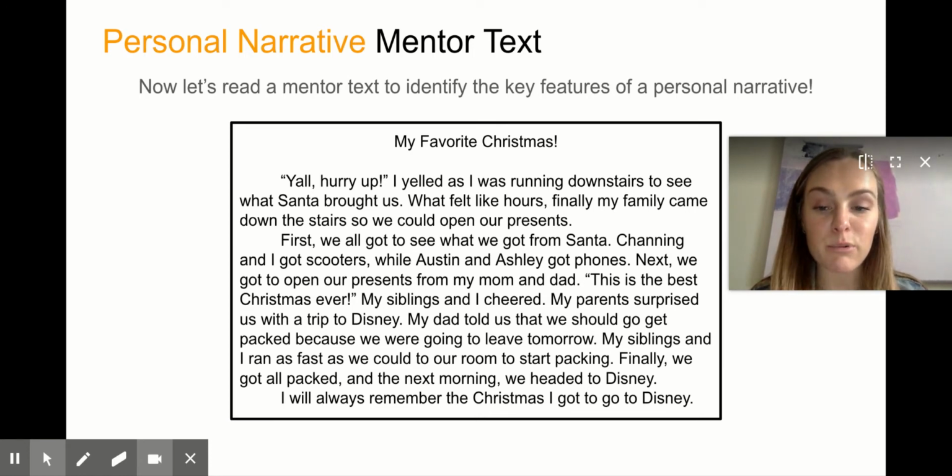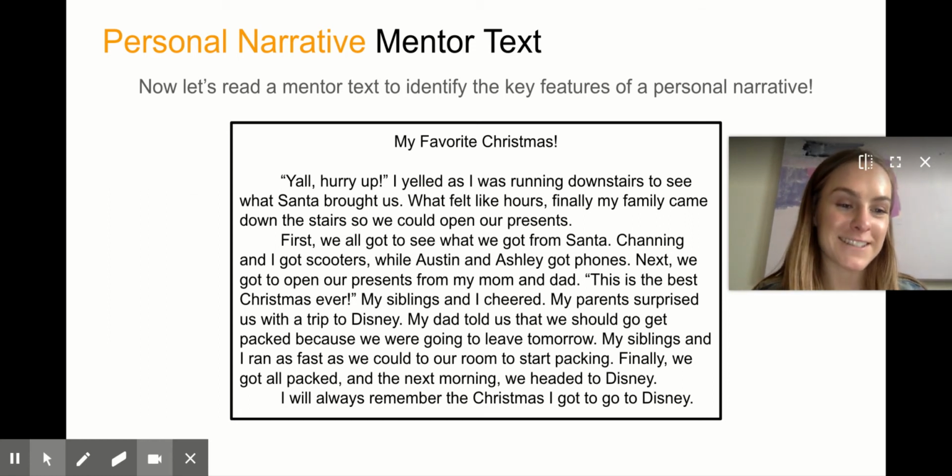My parents surprised us with a trip to Disney. My dad told us that we should go get packed because we were going to leave tomorrow. My siblings and I ran as fast as we could to our rooms to start packing. Finally, we got all packed, and the next morning we headed to Disney. I will always remember the Christmas I got to go to Disney.